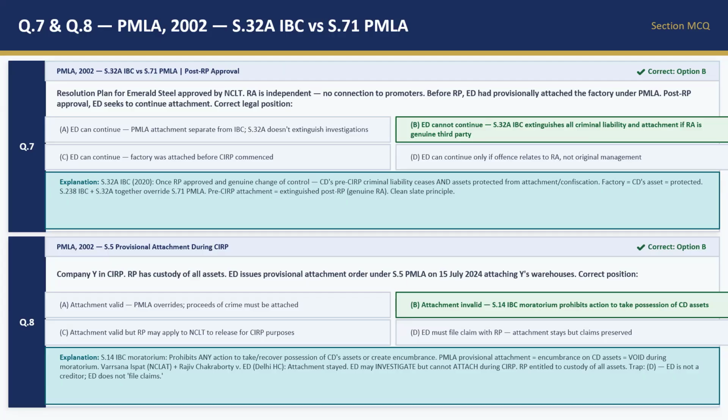He has got no connection with the promoters, and any resolution applicant which has got nothing to do with the old promoters' wrongdoings is granted immunity under section 32A. So ED cannot continue this attachment. Section 32A of IBC extinguishes all criminal liability and attachments if the resolution applicant is a genuine third party which has got nothing to do with the previous promoters.